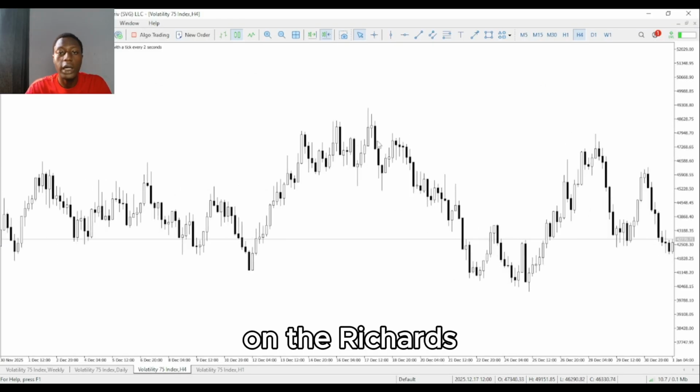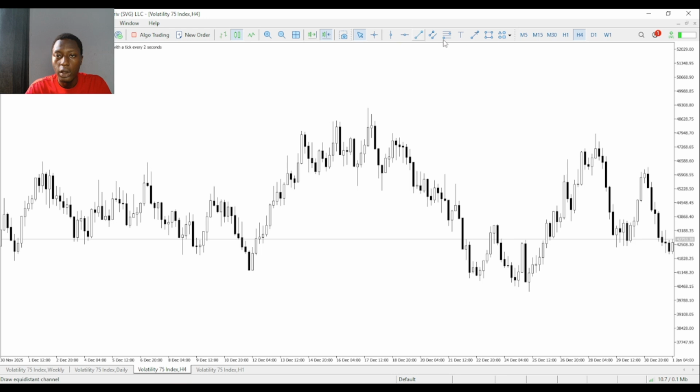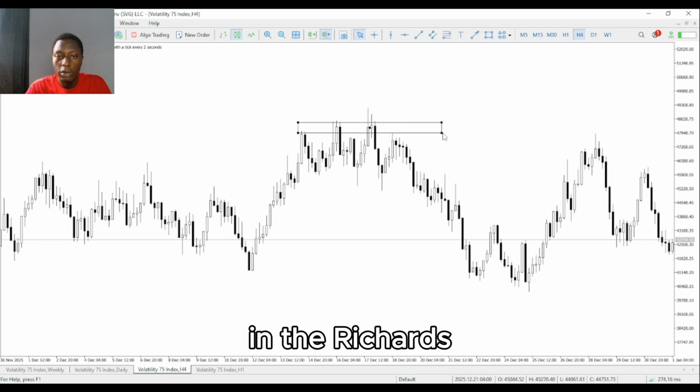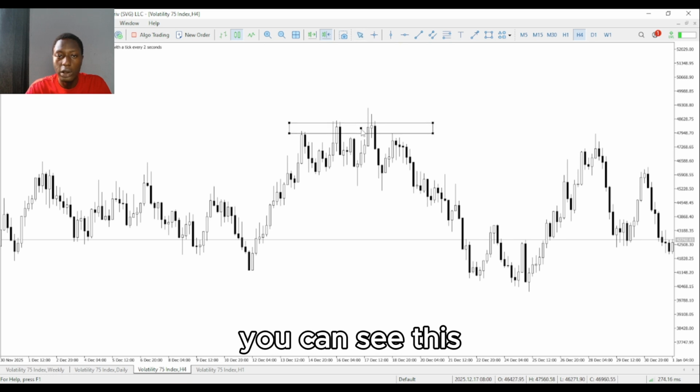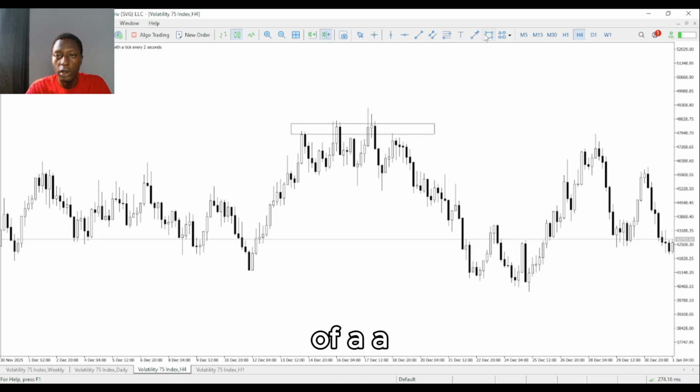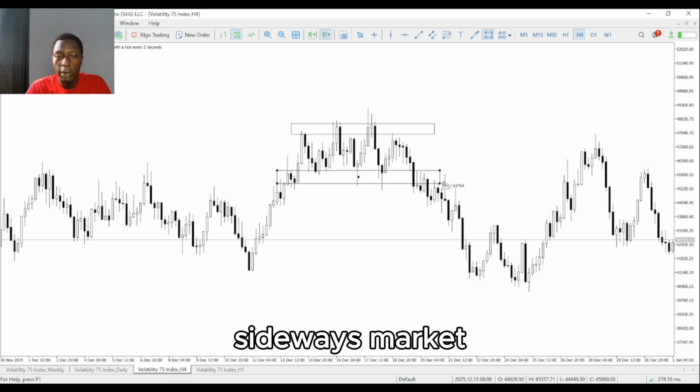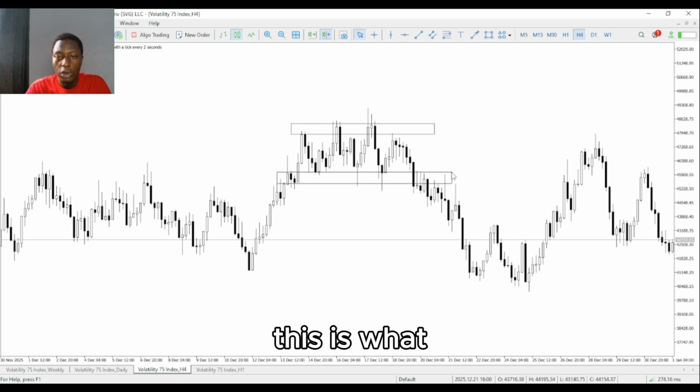Look at the real chart right in front of us here. This is an example of a ranging market on a real chart. This is a real example of a sideways market. You can see this, right? This is what I just showed you.